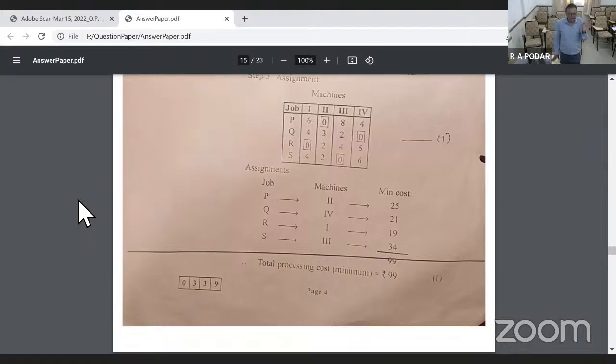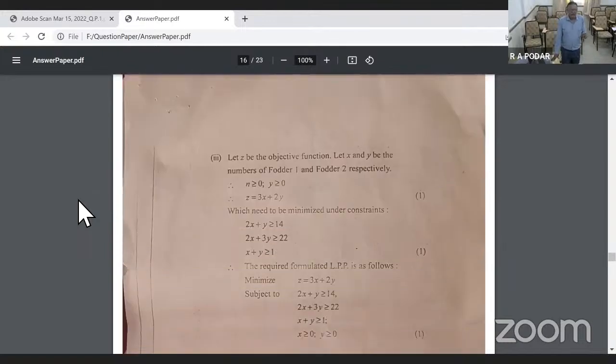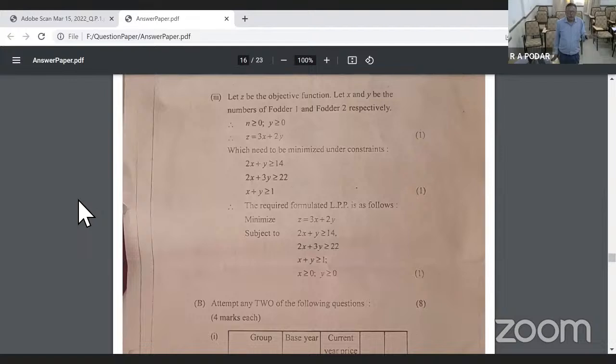So next question we will see now. You have to find first the objective function Z. So we have to write down the number of units of order 1, that is X, and the number of units of order 2, that is Y, and then X is greater than or equal to 0 and Y is greater than or equal to 0, because they are numbers of units. So these are called non-negativity constraints. Then by using this X and Y, we have to define the objective function, that is Z. Z is equal to 3x plus 2y.